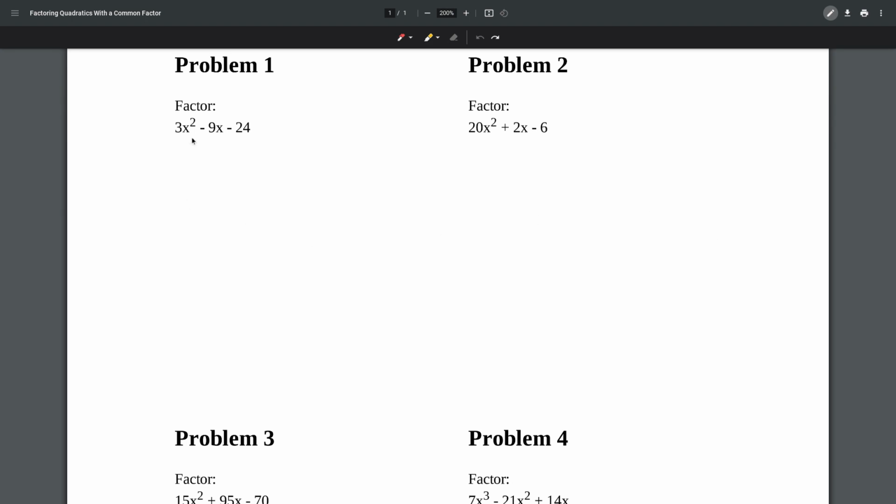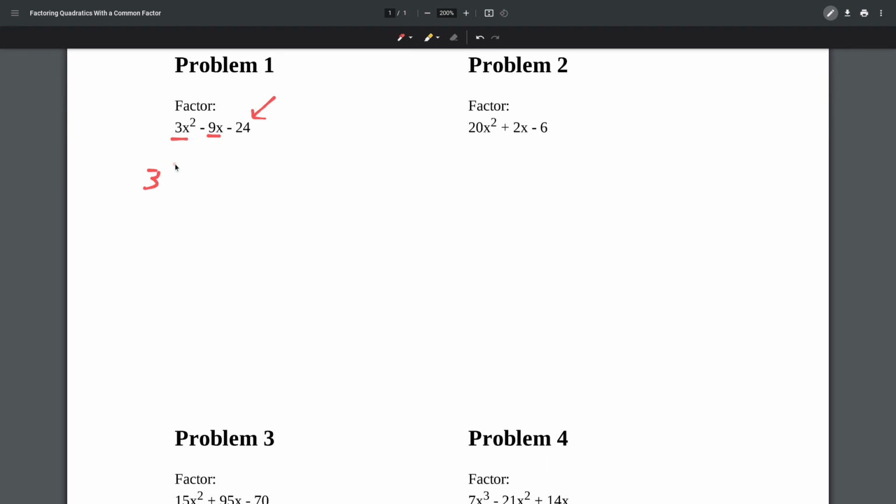We have 3x squared minus 9x minus 24. So one clue here is we have a 3 in front of the x squared. And then if we look at the second term, we have 9. Well, 9 is divisible by 3. And then if we look at this third term, the constant here, 2 plus 4 is 6. 6 is divisible by 3, so 24 is divisible by 3. So this tells me before I start that I should factor out a 3.